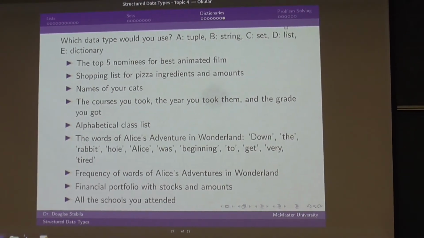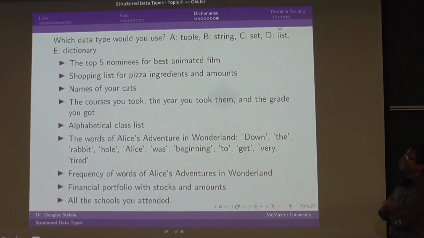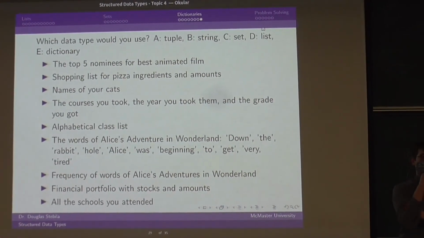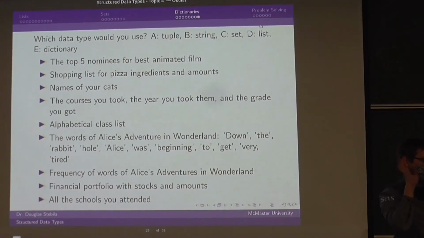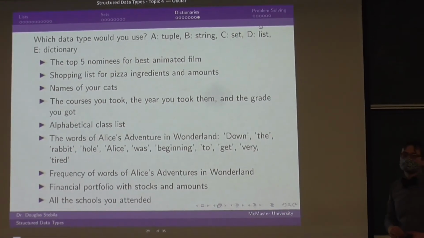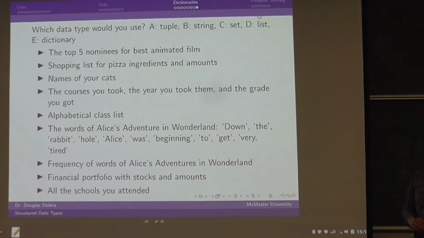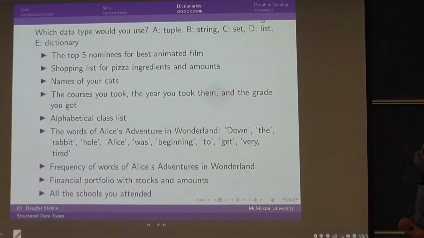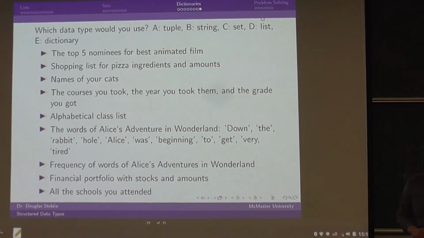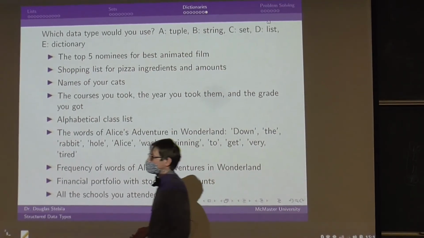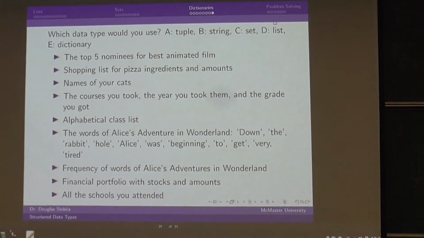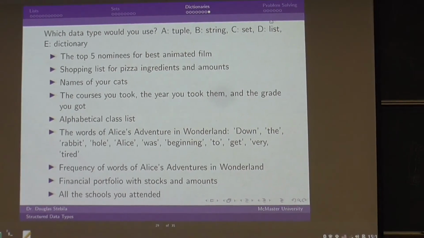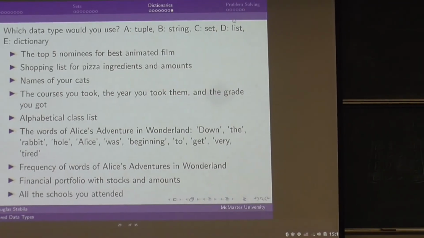So, top 5 nominees for best animated film. What type of data structure do you think would be appropriate? Dictionary. A dictionary. What would the keys be? I guess the keys could be the name, and then the values could be the rank, 1 through 5. Yeah, you could do it that way. Anybody else? No? Yeah, for a lot of these, multiple will apply. Yes. I would say a list, probably.